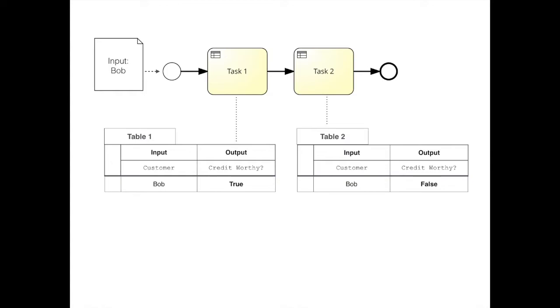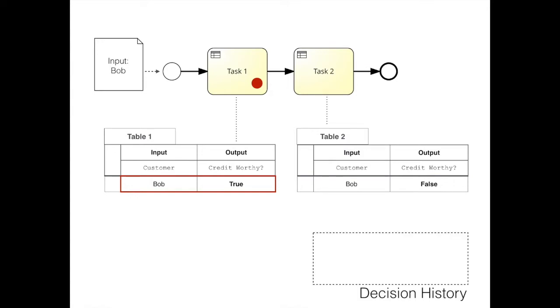If the user starts a new process instance by entering the customer data Bob, we start a new process instance. You can see this token here, and the process engine forwards this token through the process model. If we reach task 1, the rule engine will consult the DMN table and try to make a decision. This is stored in the so-called decision history. To store this, we transform the DMN rule into a logic formalism entitled FCL, so we have an FCL transformation here. And now we have this decision history.